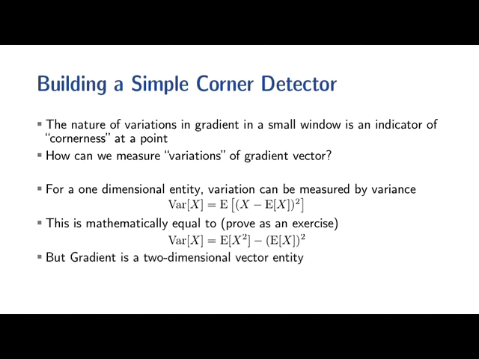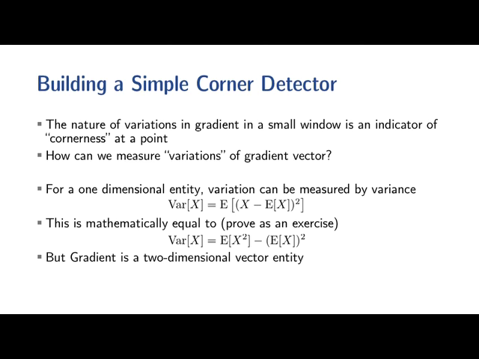Okay, but this is for one-dimensional entities, so gradient is a two-dimensional vector. So how do you measure variance of a vector entity? What you are saying is you can separately measure the variance of the x component and the y component of that entity, but that actually doesn't give you the complete picture of variance, because we don't know whether x and y are independent of each other or not. If they are independent of each other, you'll get zero covariance between them, but if they are dependent on each other, you'll get a non-zero covariance term between them.